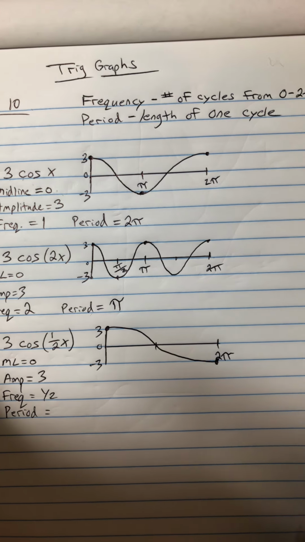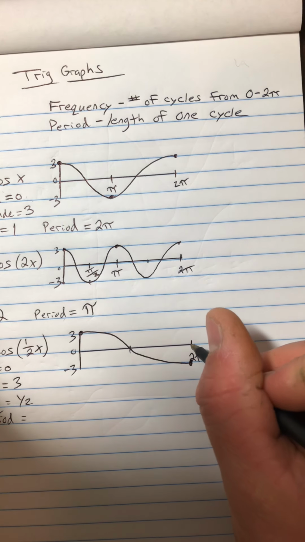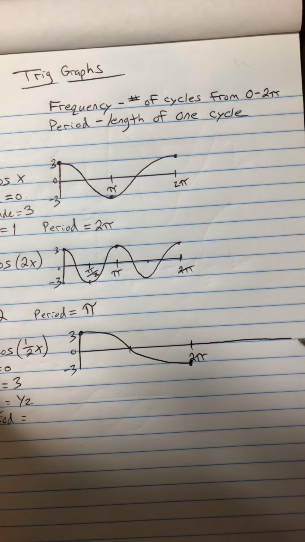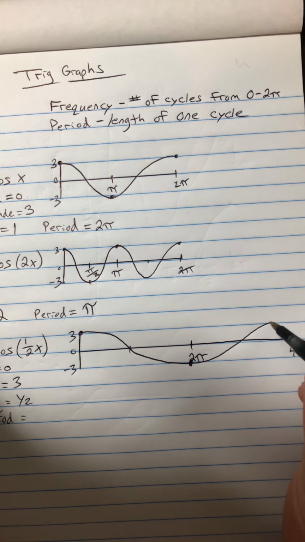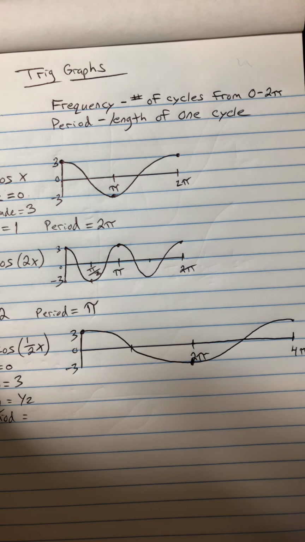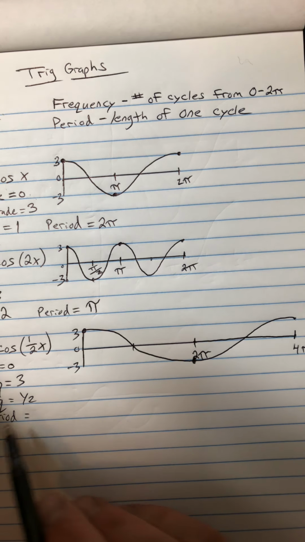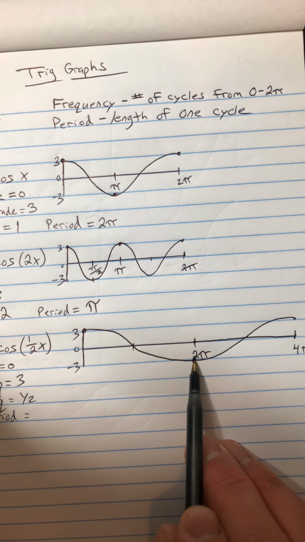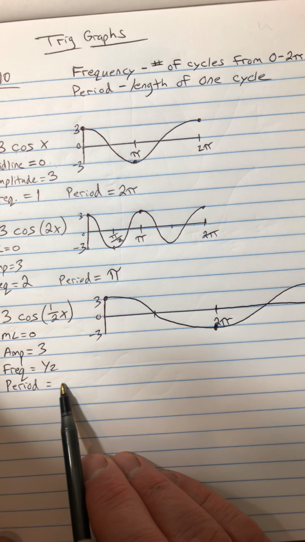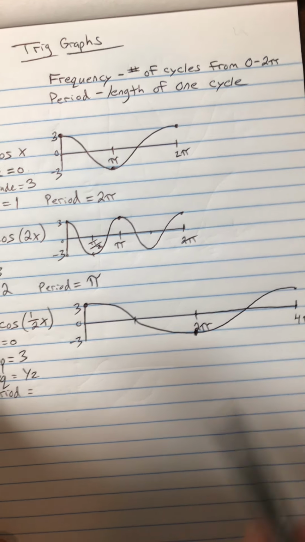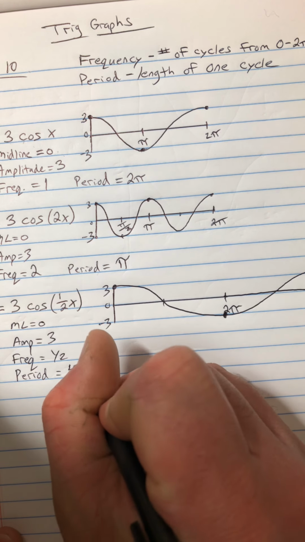All right, if I want to go out to twice that, it would be out to 4 pi. Let's say out there is 4 pi. All right, just double 2 pi. There would be my other half of the cycle. Just stretches everything out. All right. So the frequency, I saw half a cycle from 0 to 2 pi. What is the length of one cycle? The period. That was 0 to 4 pi. So the period is 4 pi.